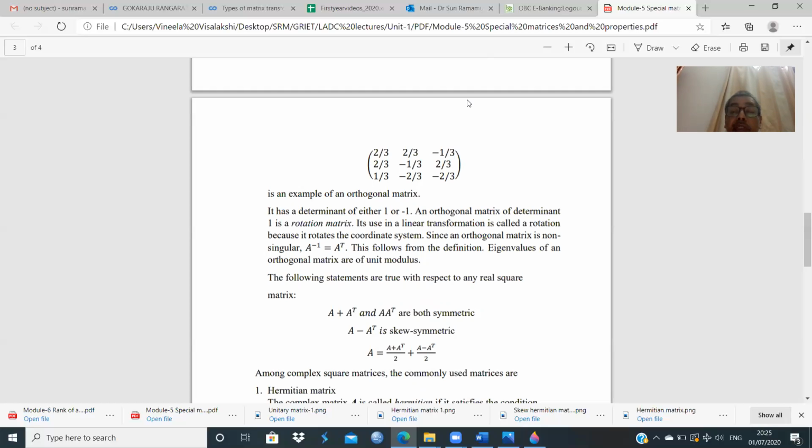Now when we determine the eigenvalues, we find that the eigenvalues of an orthogonal matrix can be real or complex, but they must be of unit modulus. That means they lie on a unit circle.